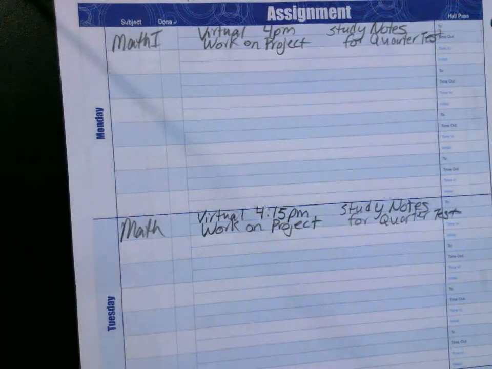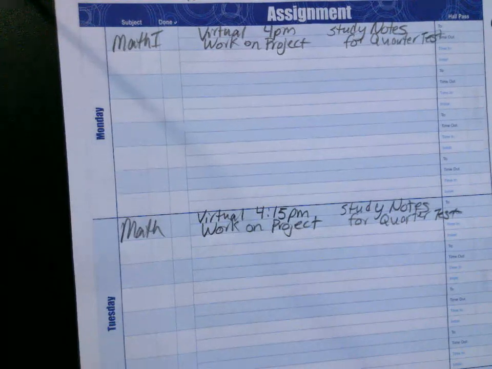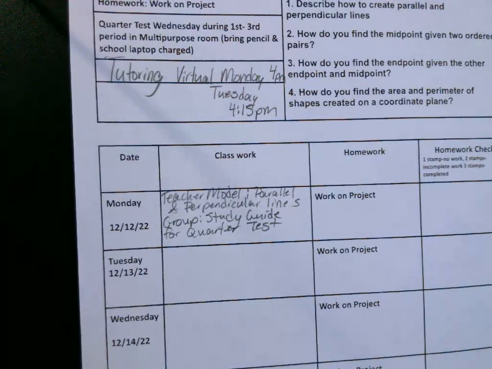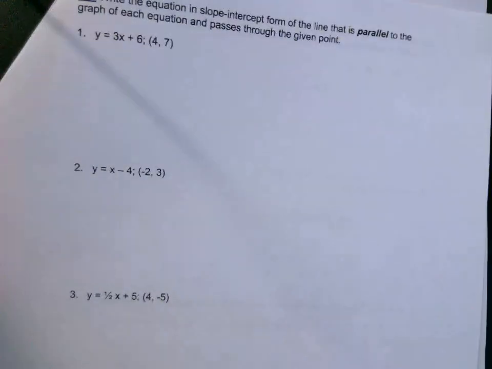Okay, again, for those of you that don't know why we're taking our quarter test at this time, we're on high school scheduling. They do everything by semester. Okay, so that's why our quarter test is not the same time as the school. Okay, all right. Let's do parallel and perpendicular lines. We're going to do parallel lines first.